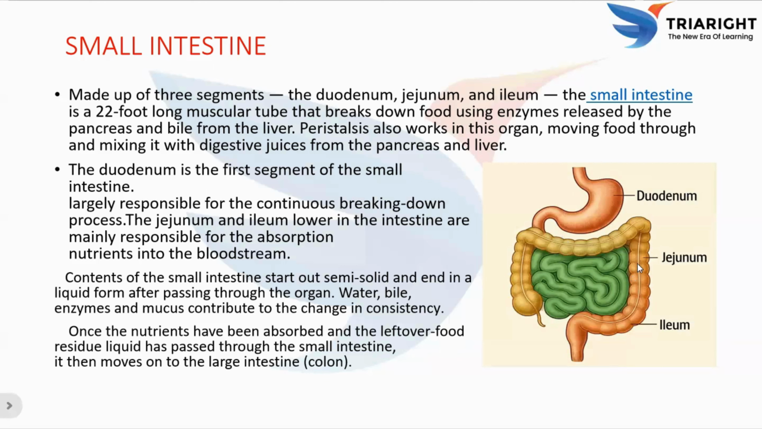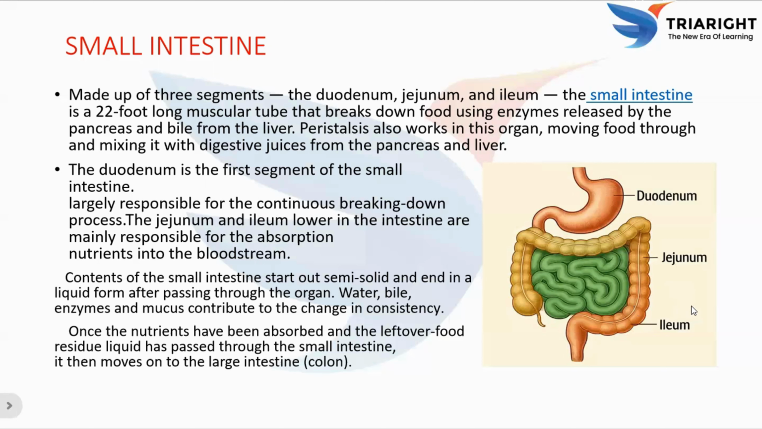And coming to the second part of the small intestine, that is the jejunum. This is the jejunum, the middle portion of the small intestine. It lies in the upper left part of the abdomen. Its inner surface has finger-like projections called villi and also microvilli. What do the villi and microvilli do? They increase the surface area. The main function of the jejunum is that it absorbs nutrients like sugars, amino acids, and fatty acids into the blood.